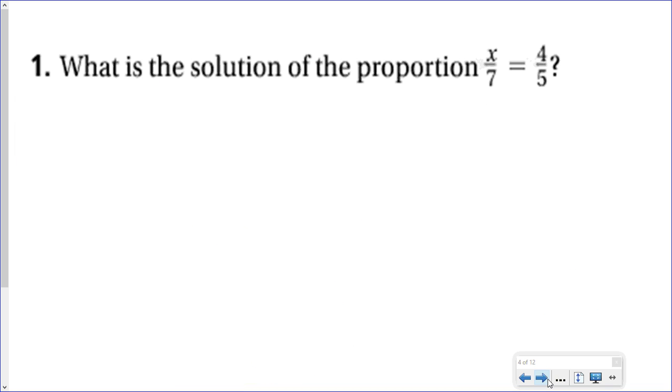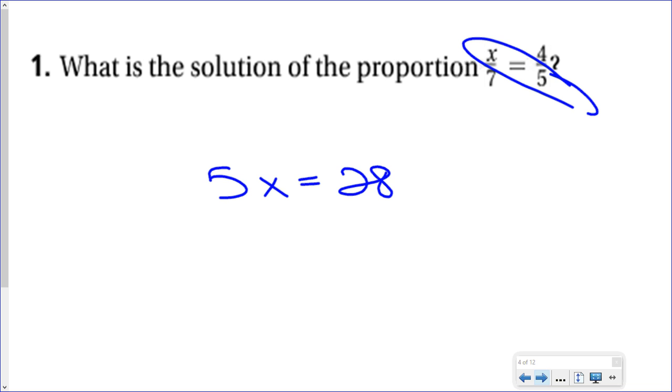Very similar with this one. Cross them up diagonally. If you take x times 5, you'd get 5x. If you take 7 times 4, you get 28. Divide by 5, divide by 5. It looks like you're going to get another decimal for this one.